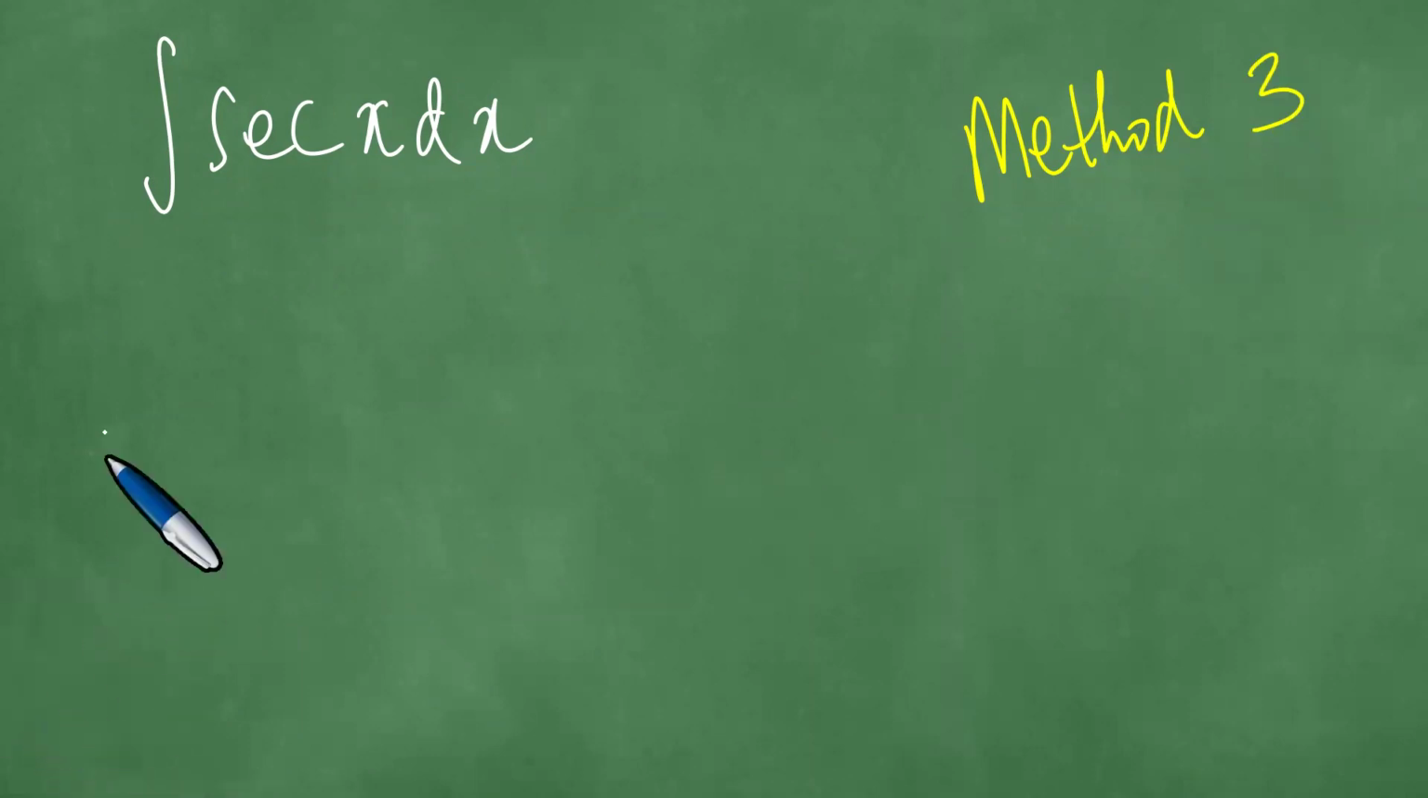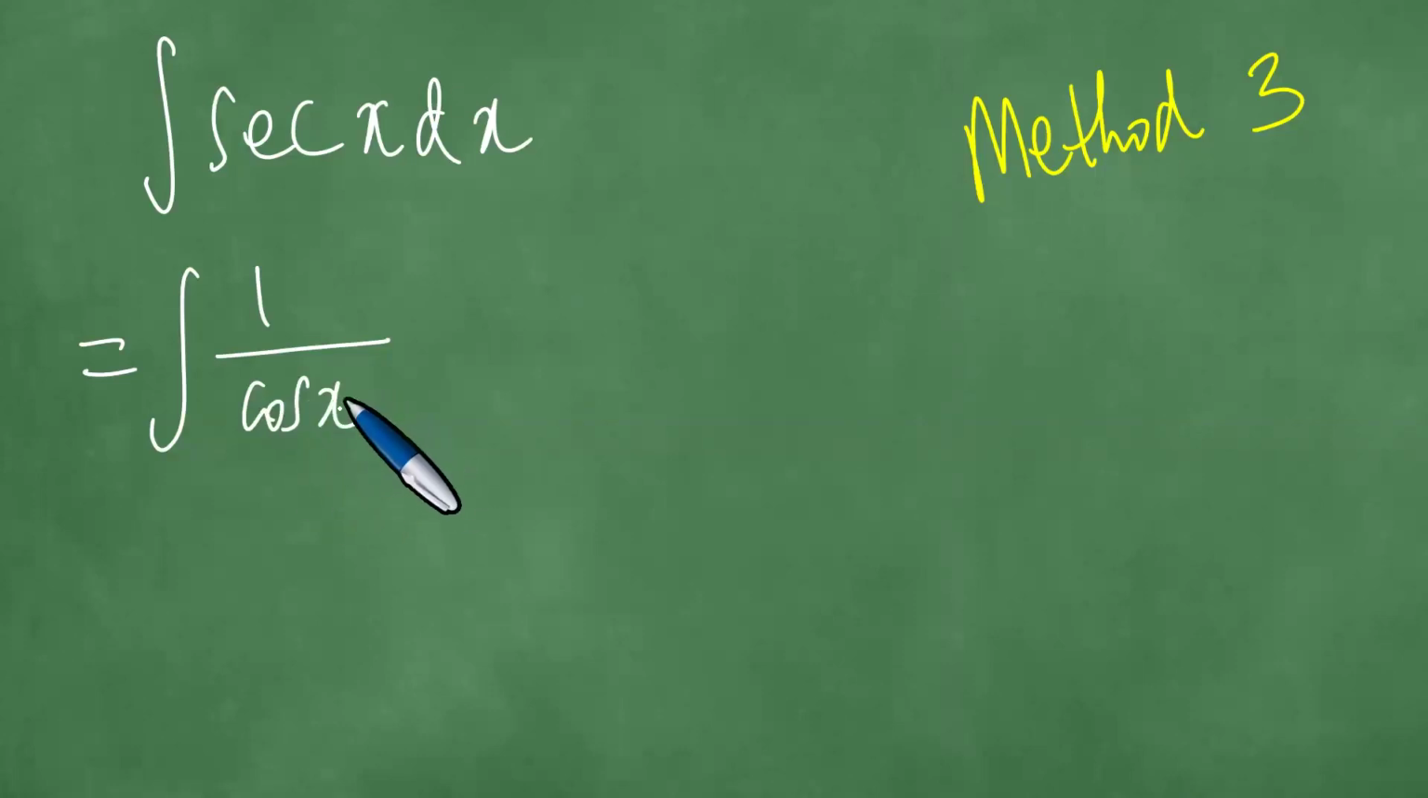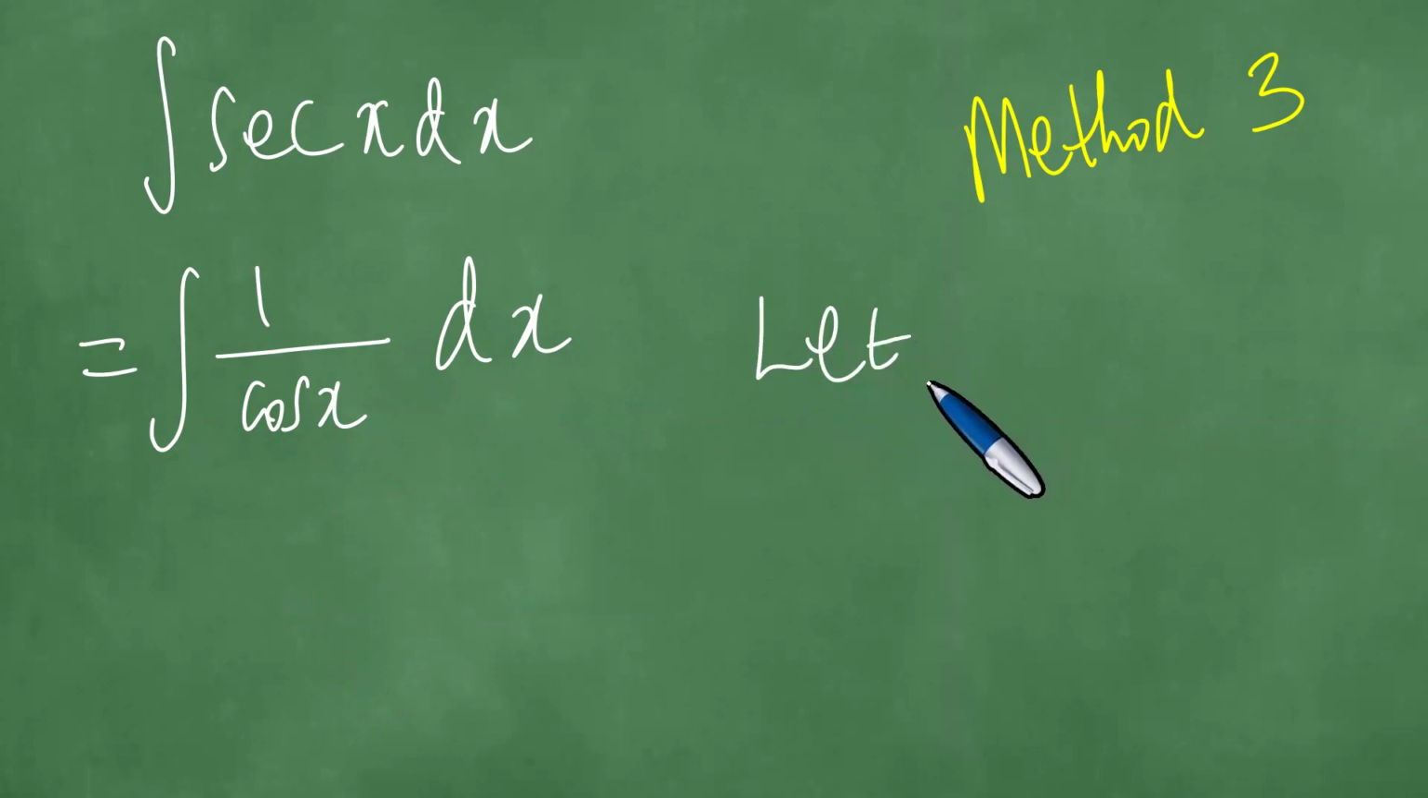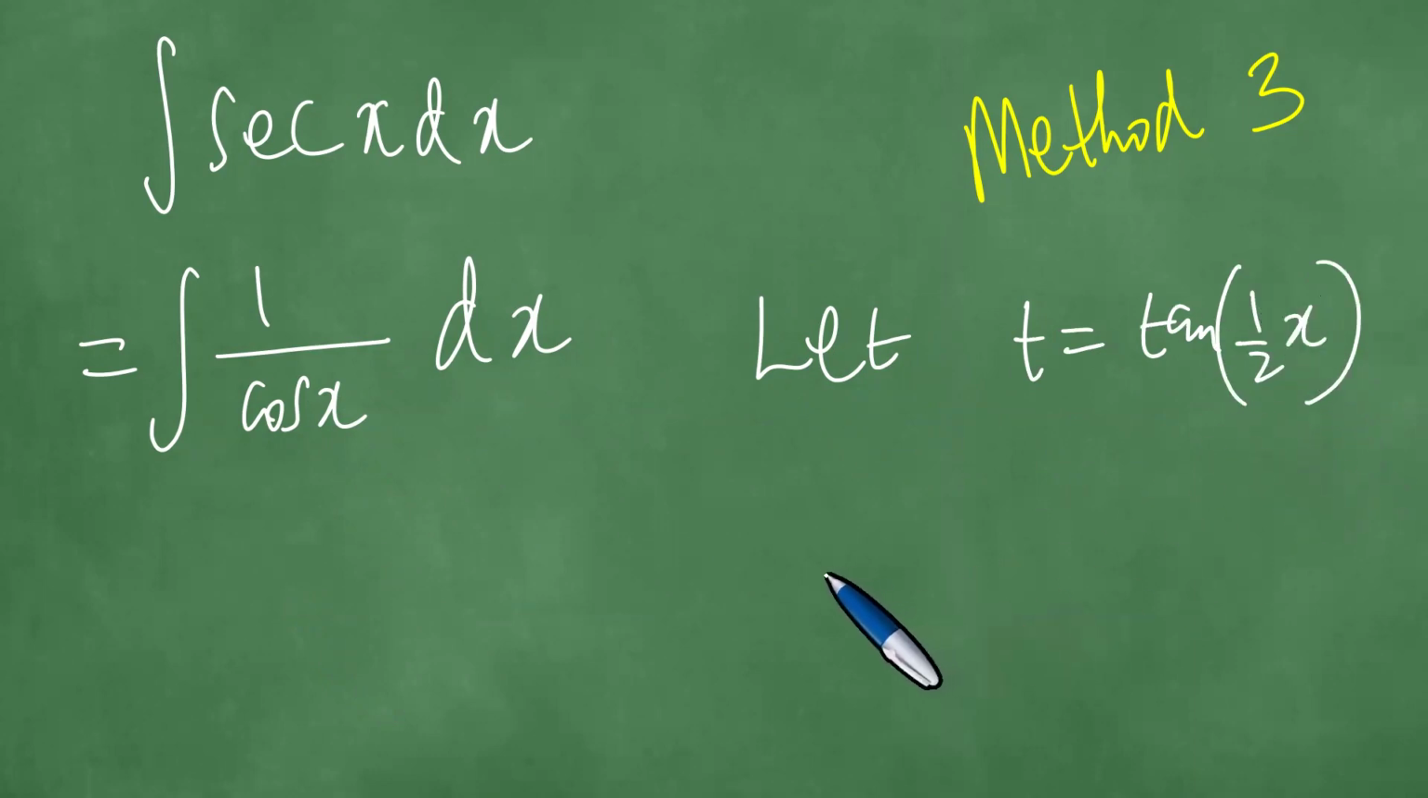In method 3, we take note of the fact that this integral of the secant can be found in many, many ways. In other words, this is exactly the same as the integral of 1 over the cosine of x dx. That is what we have. And at this point, we use substitution. So we actually let t be the tangent of 1/2 x, like so.